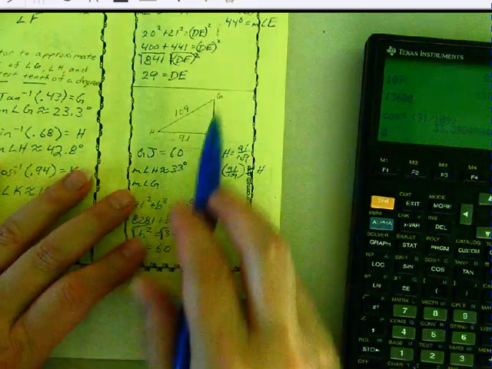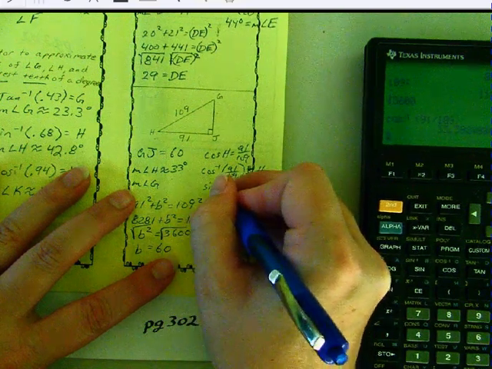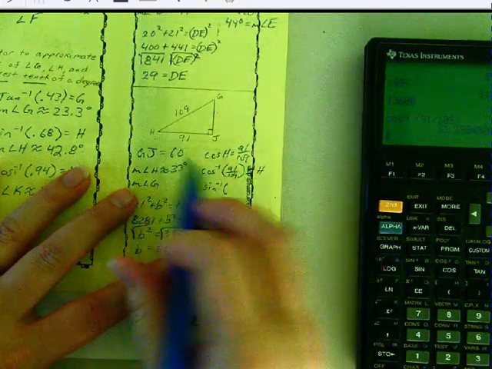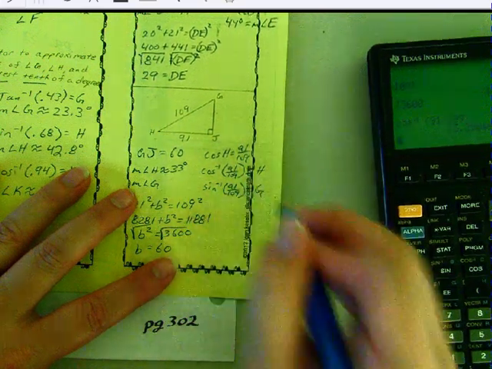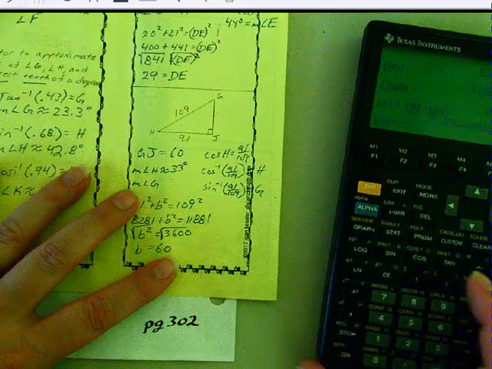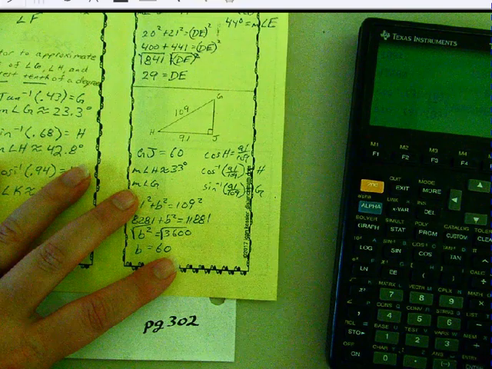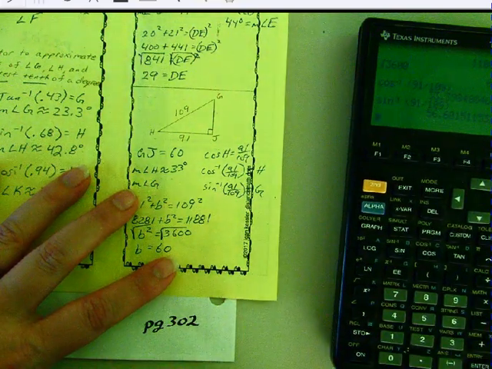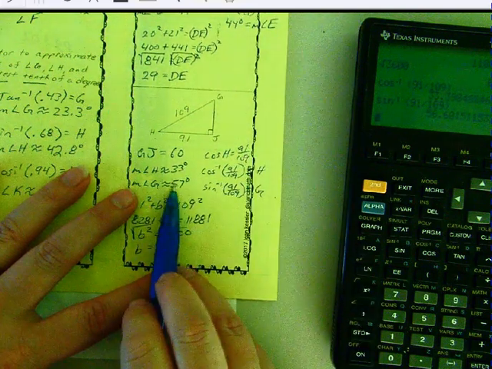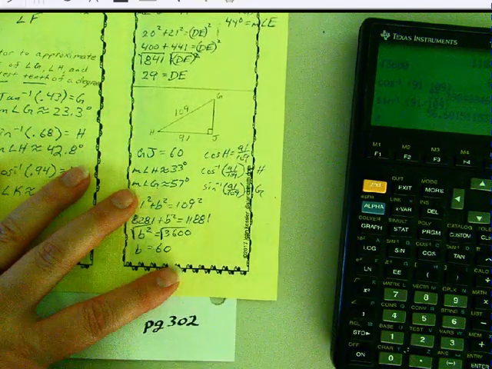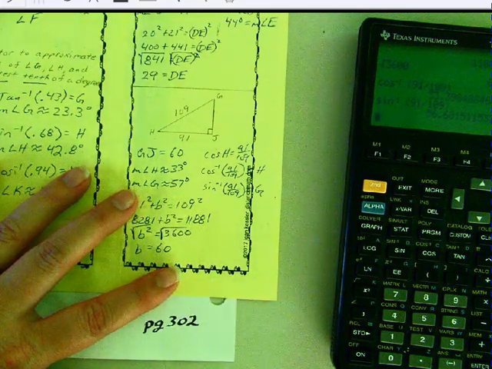For G, we have the opposite and the hypotenuse, so I'm going to use sine. Sine to the negative 1 of 91 over 109 equals G. So sine to the negative 1, parentheses, 91 divided by 109 equals approximately 57. So then 57 and 33, that adds up to 90. So I know that my answers are correct there because they add up to be complementary angles.